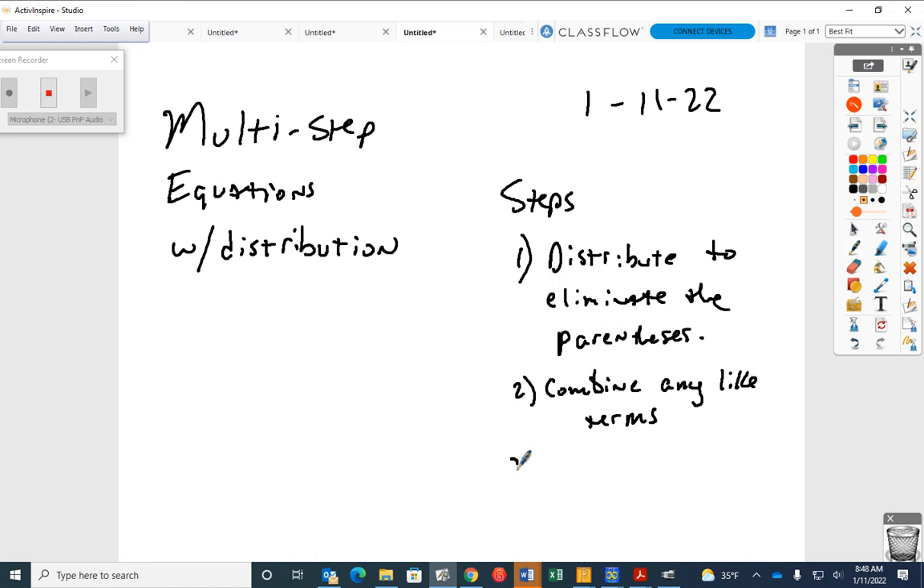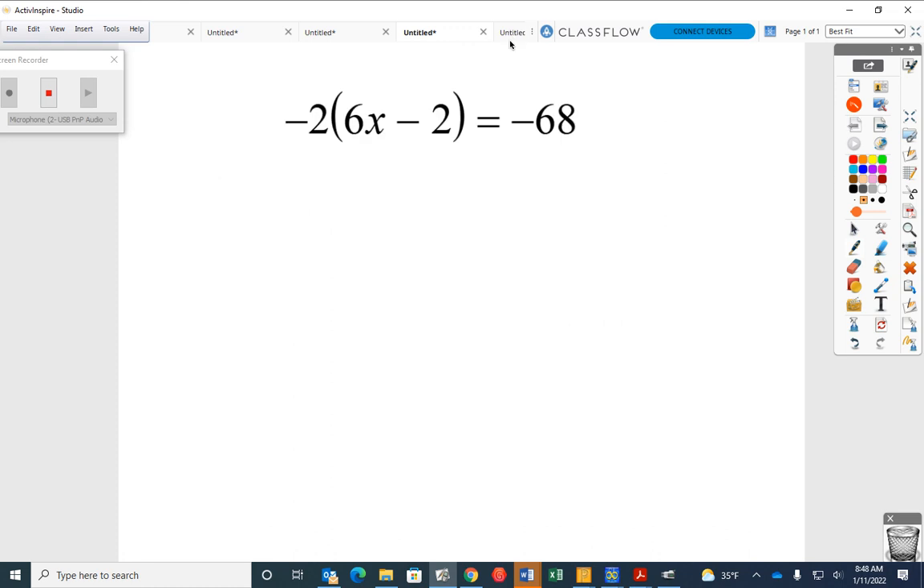And then step 3, we're going to solve. Okay? So those are the 3 things we're going to do. And we're going to do those in order. All right? Now, let's look at this example.